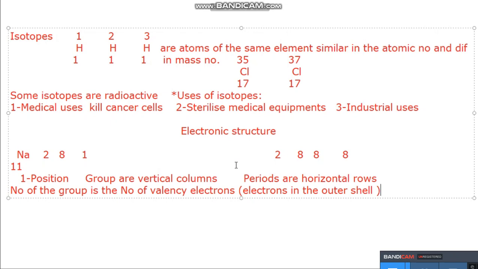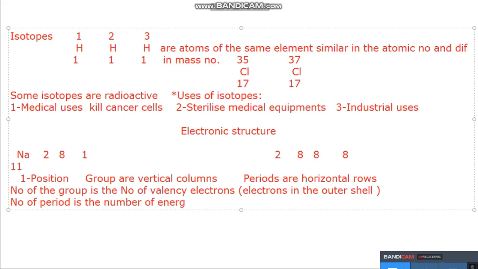And if you want to know the number of periods, the number of periods is the number of energy shells. So, for example, for sodium: sodium has 1 electron in the outer shell. So sodium is in group 1 because it has 1 electron in the outer shell. And we said that the number of the group is the number of electrons in the outer shell. Right. In which period?